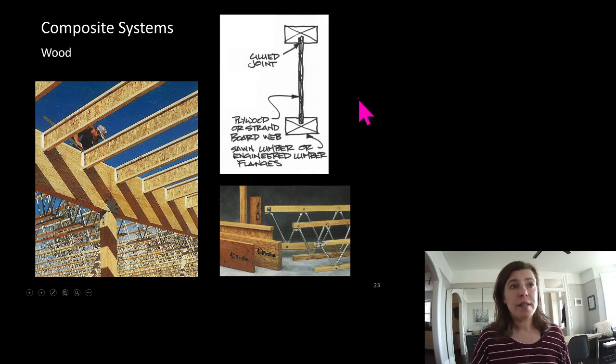Wood I-joists. There's a lot going on there. The board that is the web, it itself is composite. It's a bunch of pieces of wood glued together, so it's composite. But then it's acting compositely with the top and bottom flanges. We have to glue it in there to make sure they don't slip relative to each other, and that's what makes it act as one big system.